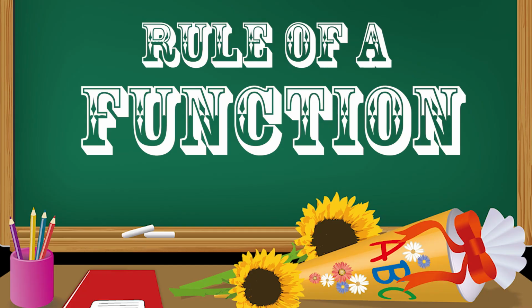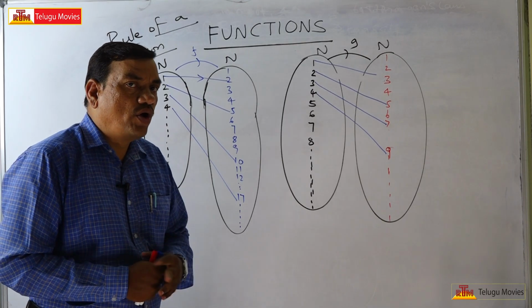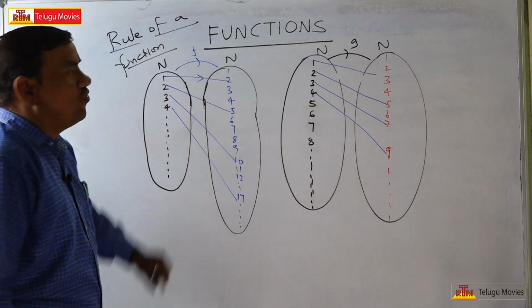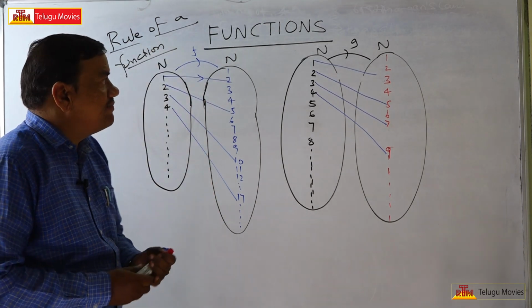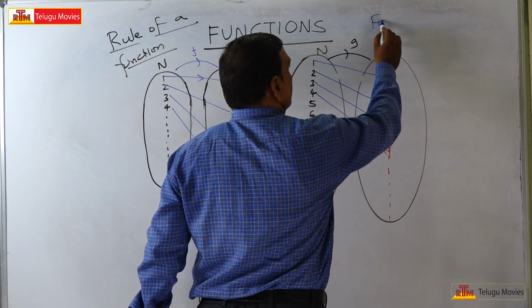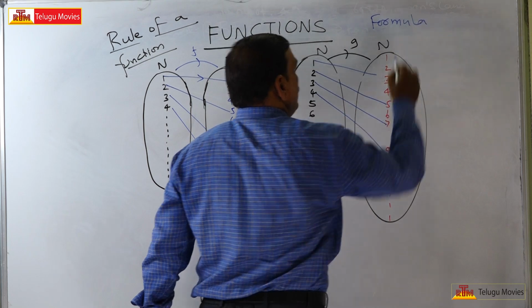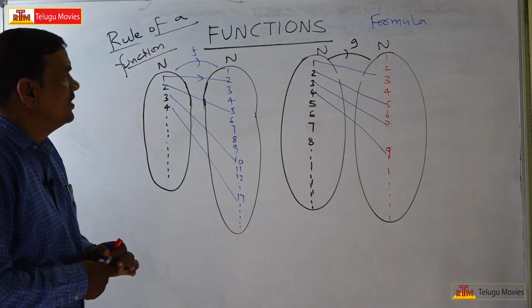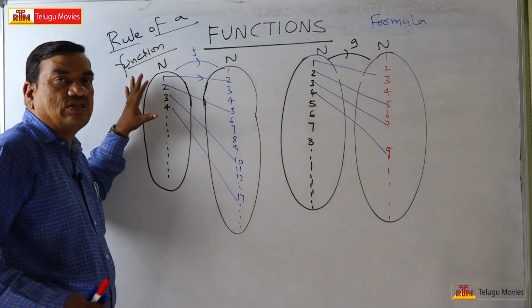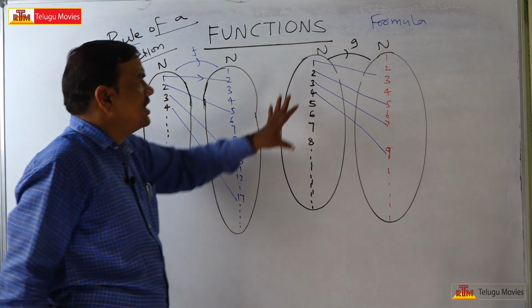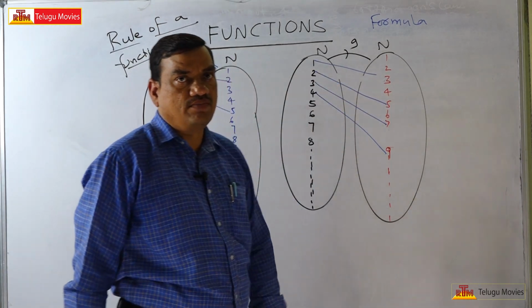Dear students, now we are going to see the rule of a function, or sometimes we call it the formula of a function. Let us see here. There are two non-empty sets. One is a set of natural numbers, and the other is also natural numbers. Here I have taken both sets to be natural numbers.